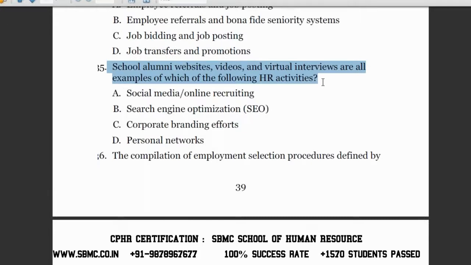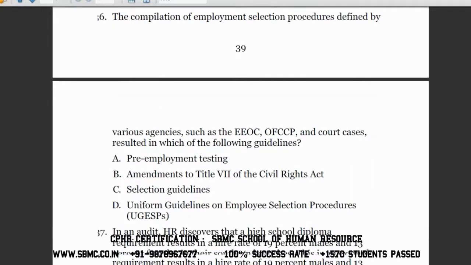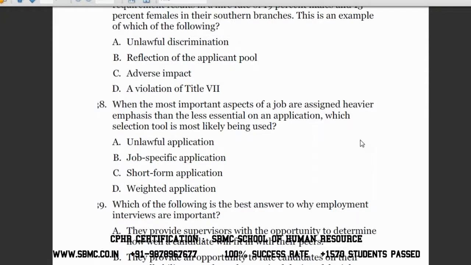Phone number, website, videos, virtual interviews. Example: A, social media and online recruiting. Right. No, this you leave. Leave it. You answer this one.